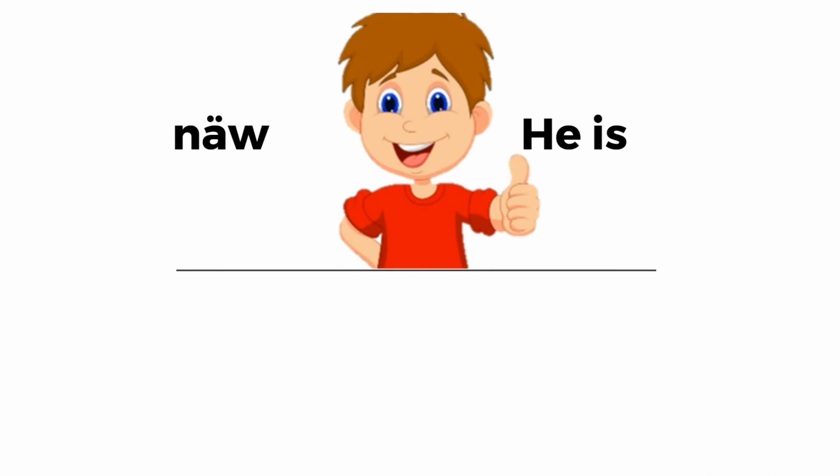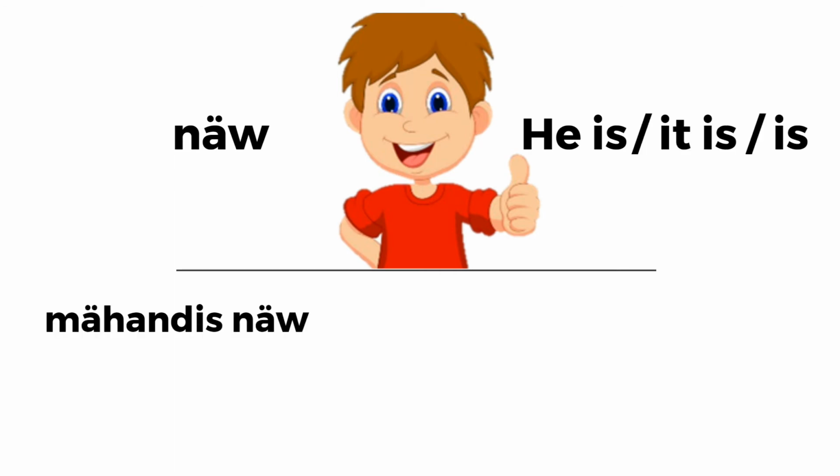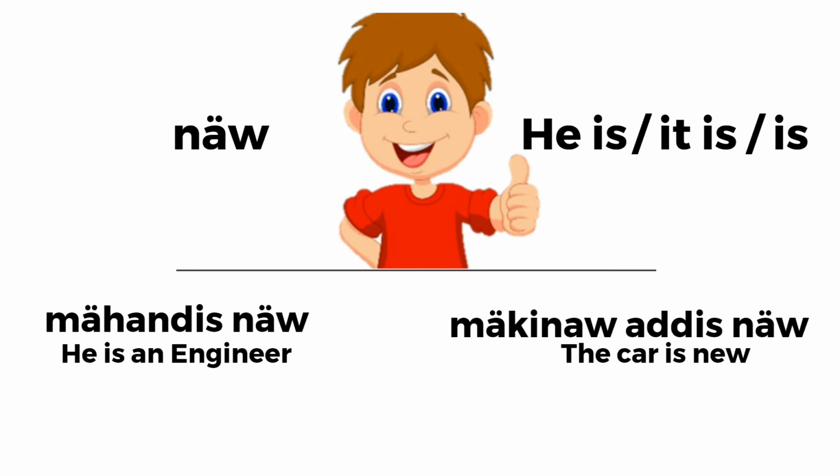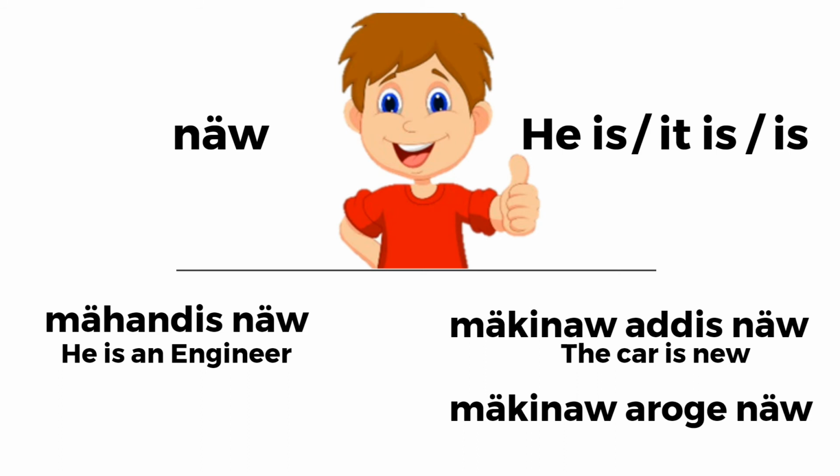No can be both he is and also it is. So for example, you can say mahandis, no. Or you can say makinau, addis, no. Let's give you another example. Makinau, aroge, no.